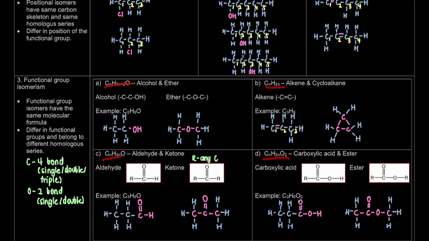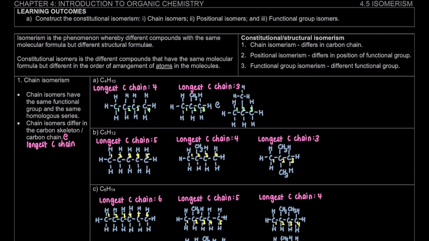You have to memorize this. If the general formula is this one, the partner will be alcohol and ether. This one is for alkene and cycloalkane. CnH2nO is aldehyde and ketone. If we have 2 oxygens, it means that it will be carboxylic acid and ester. So in this video, you have learned all about constitutional or structural isomerism, where chain isomers differ in carbon chain, positional isomers differ in position of the functional group, and functional group isomers have different functional groups or homologous series. Okay, so that is all for this video.